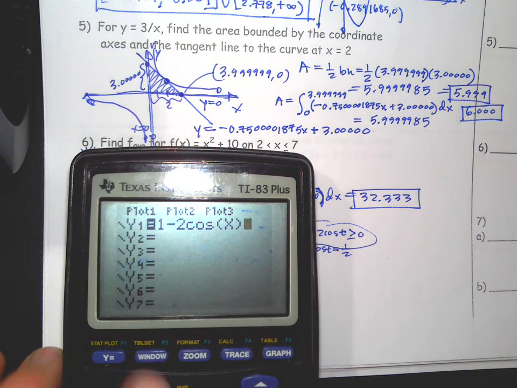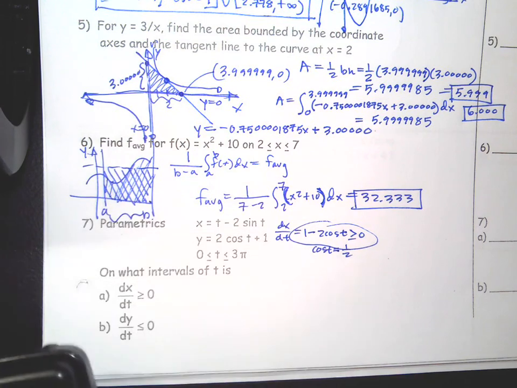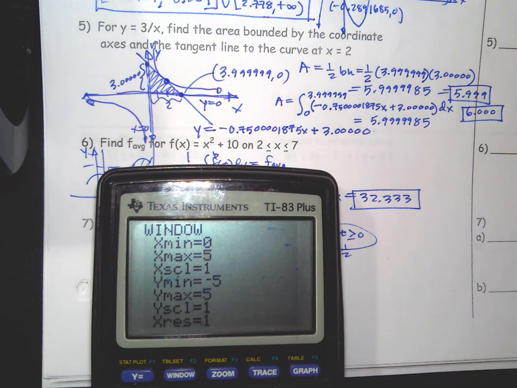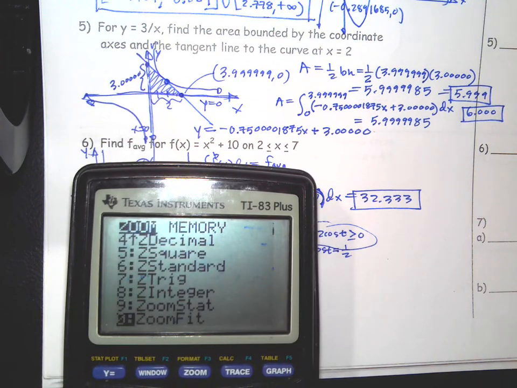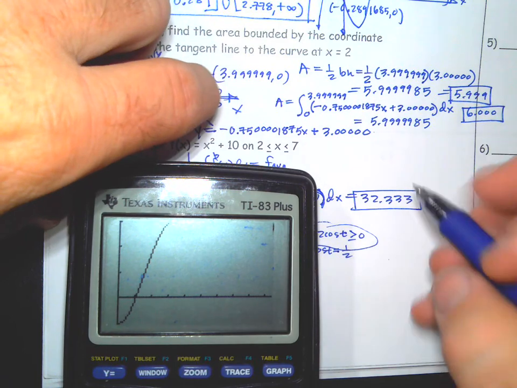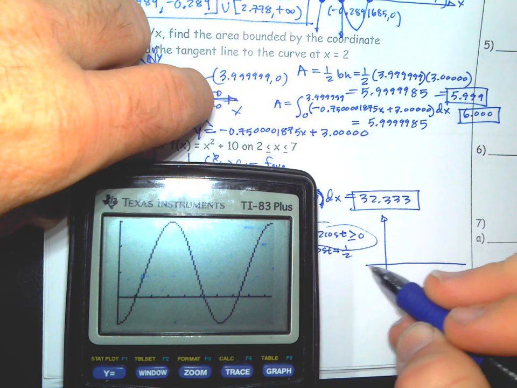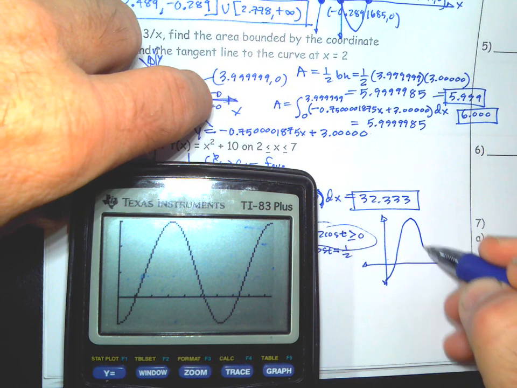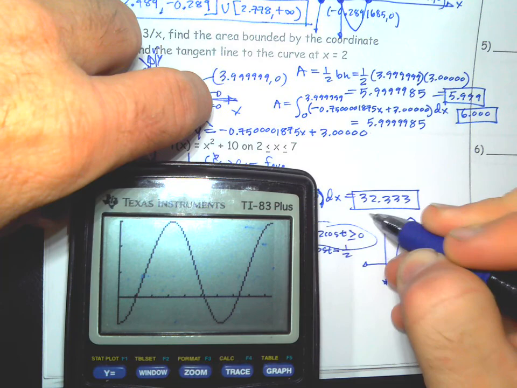Make sure you're in radian mode. So we just type that in. Window. Well, we're just looking from 0 to 3 pi. And we could do zoom fit if you want. Draw a sketch of it. Otherwise, you gotta do a line check if you do it by hand. But like I said, I might give you one that you can't really do without a calculator. So this would probably be your best strategy. You can still pull off a line check by hand, but this is a lot easier if you have to use a calculator at all.